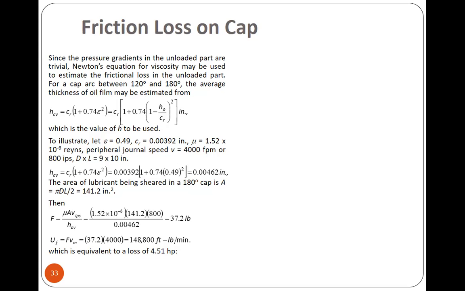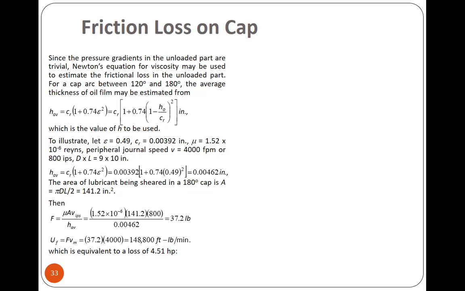To illustrate, let epsilon is 0.49, C sub R is 0.00392, and mu is 1.52 times 10 to the -6 reyn. The peripheral journal speed V is 4,000 feet per minute or 800 inches per second. D by L is 9 by 10 inch. So h average is C R times 1 plus 0.74 epsilon squared is 0.00392 times 1 plus 0.74 times 0.49 squared is 0.000462. And the area of lubricant being sheared in 180 degrees is A is equal to pi D L over 2 is equal to 141.2 inches squared.